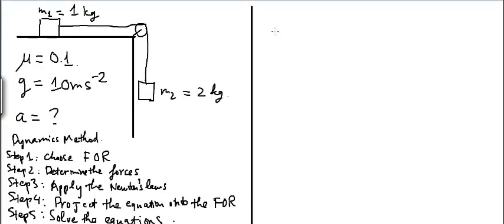Step 1, we're going to choose a frame of reference. So obviously the system will move like this. This mass will move down because of the pull of gravitational force, and this mass will move to the right, because the string will pull it to the right. For ease, we're going to choose the frame of reference like this. For mass M2, we choose it vertically and downward. And for M1, we choose it to the right. So that is step 1.